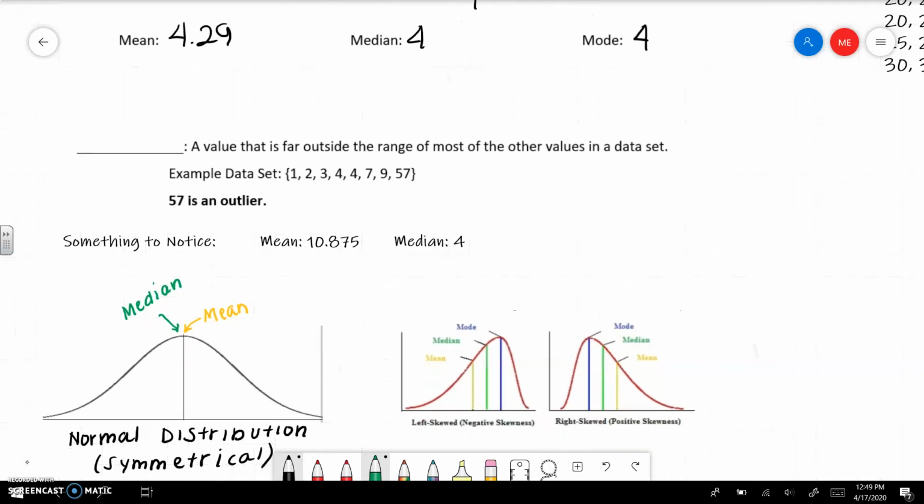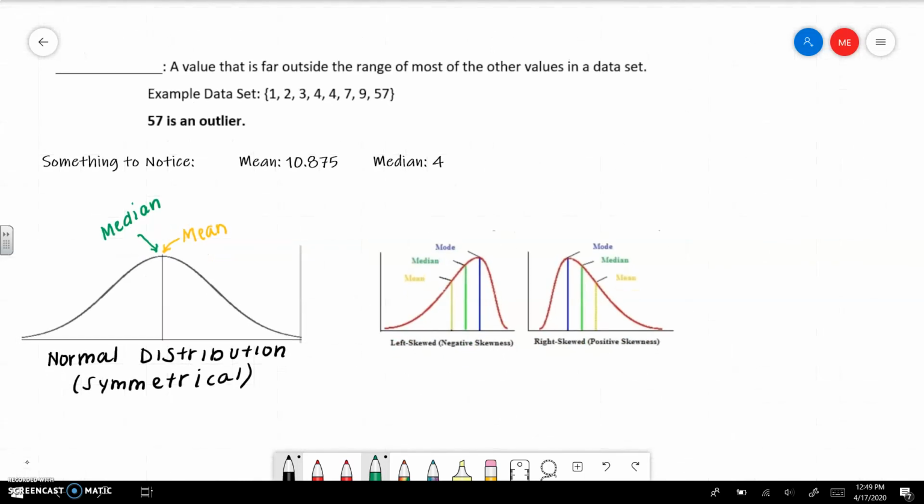Something I want to touch on is our outliers. So outliers are a value that is far outside of the range of most of the other values in a data set. So using the data set we used in our previous example and adding on this 57 at the end, that 57 is an example of an outlier because it is so far outside the rest of the data values.